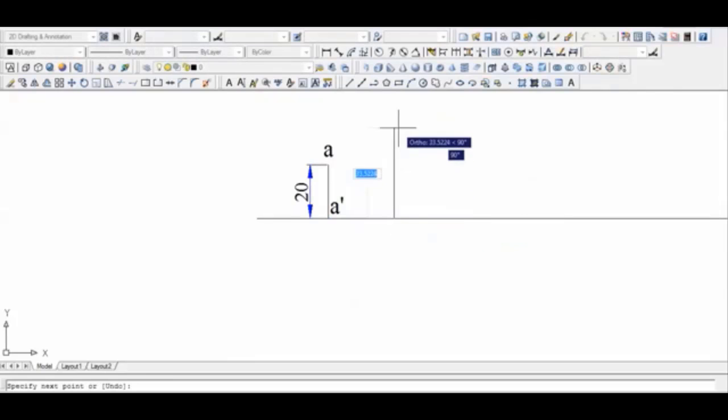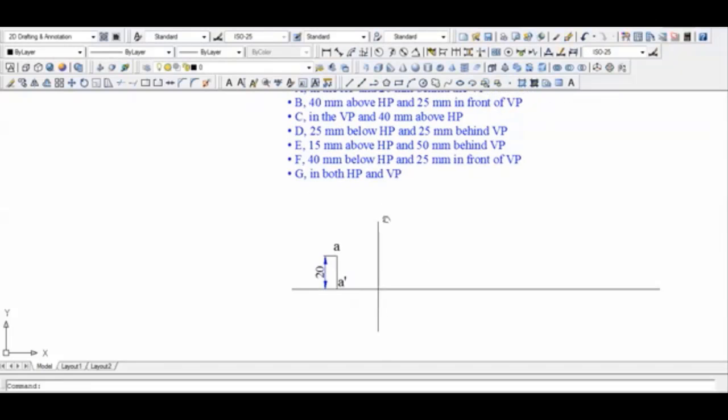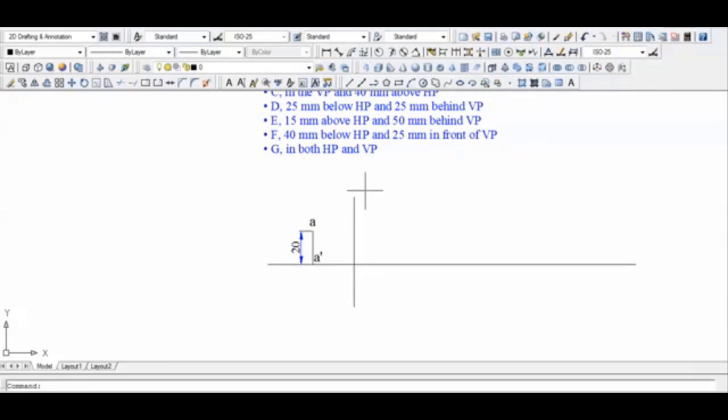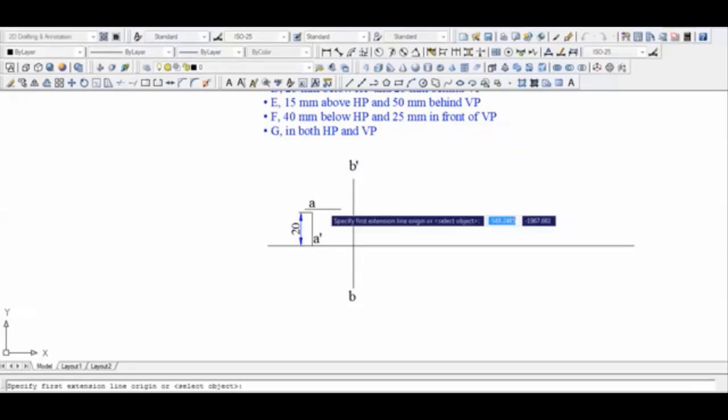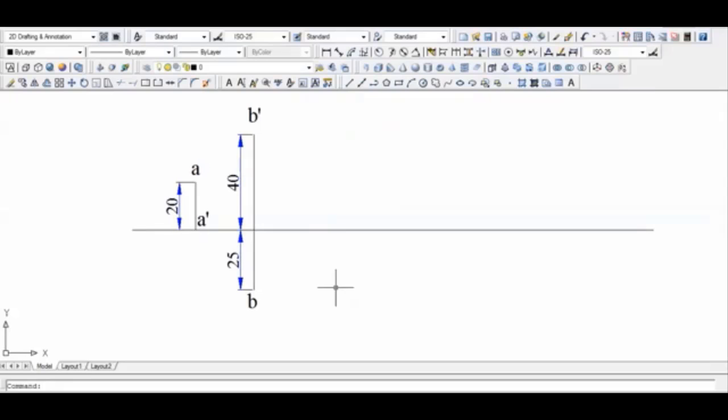So from this point you need to go 40 steps up, and from this point you need to come 25 steps down. This is going to be the projection of point B. This is distance H, so you will write a B dash over here, and this is D, no dash, that means simply B. Something like this. Dimensions, you can do so. This is going to be 40 and this is going to be 25. So we now have the projection of point B.